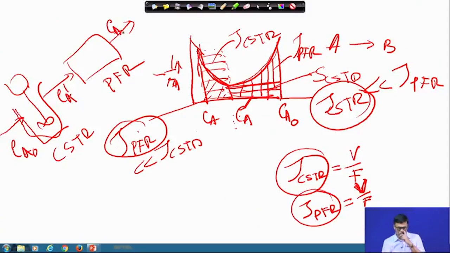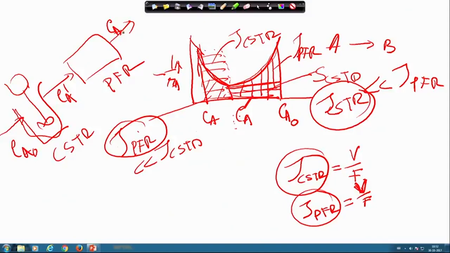Now, why did I tell all these things? Because the coming problem is also going to deal with similar types of things. The only thing is how we can find out, if you operate the CSTR, how much substrate is converted, and if you follow it with a plug flow reactor, how much substrate will be converted. So, what is the value of C A dash and what is the value of C A that we are going to convert. Okay.